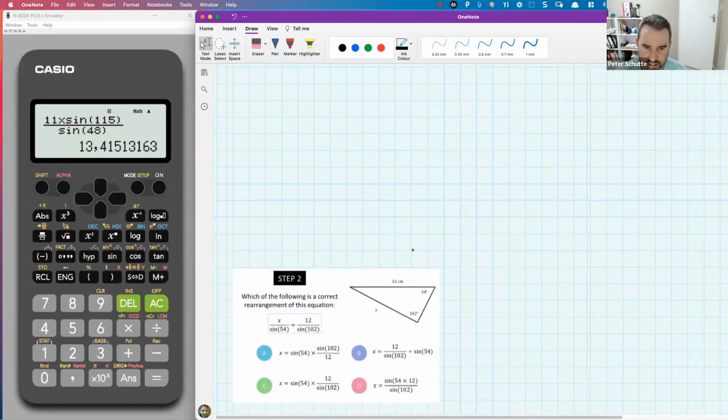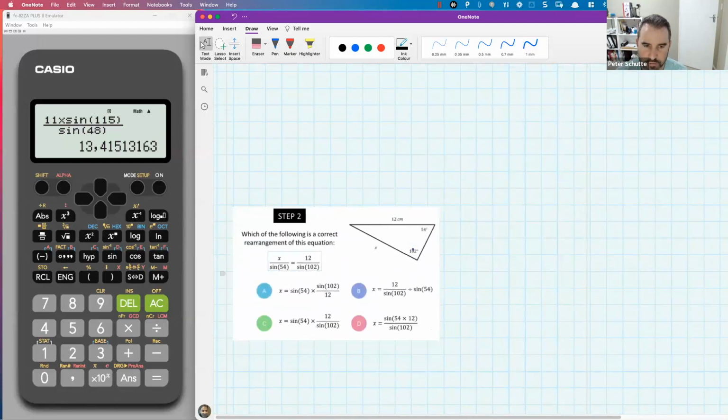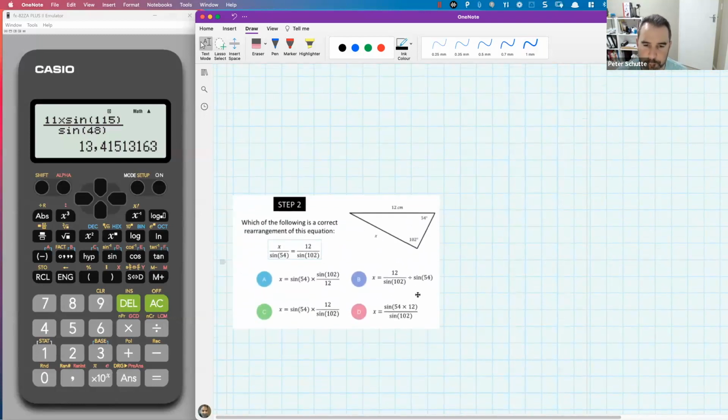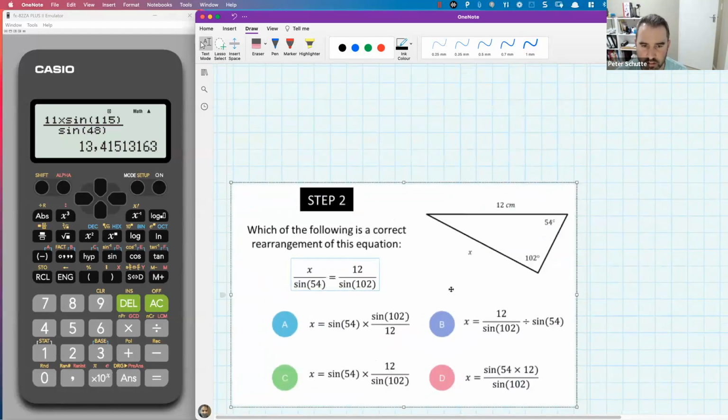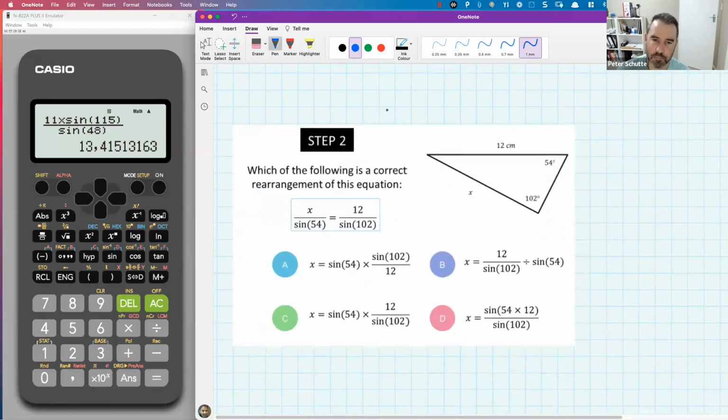Let me see if I can find a harder one for you. So in this one, the first step is given, right? So they tell you this is true, and you have to find the option that gets the x by itself. So which of the four options would be the correct step to get the x by itself?